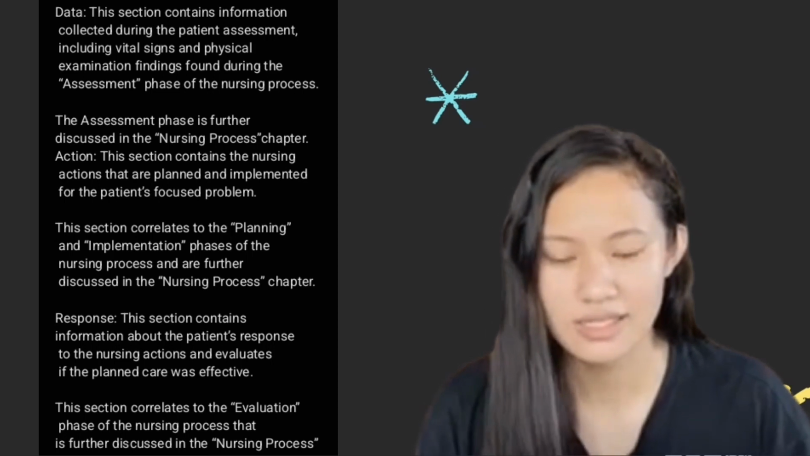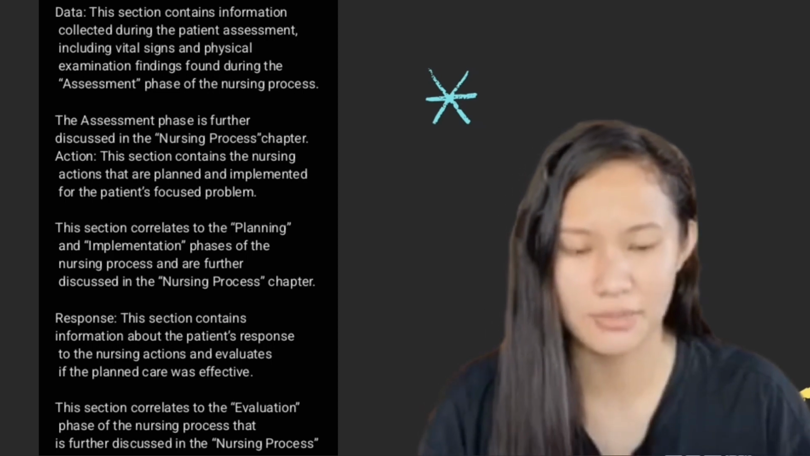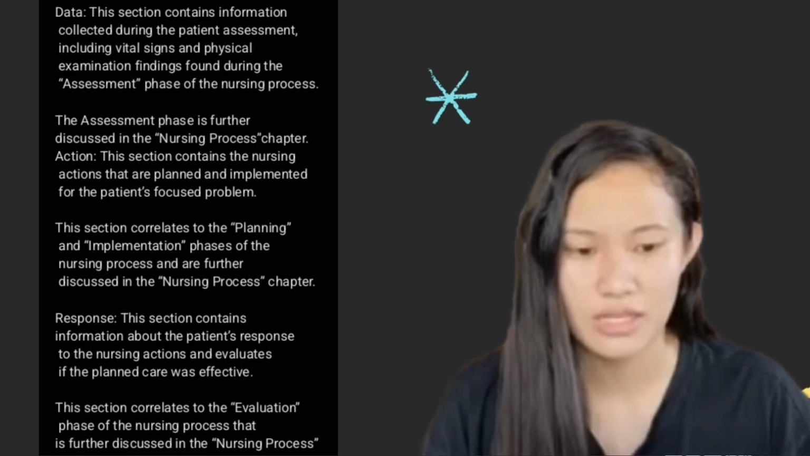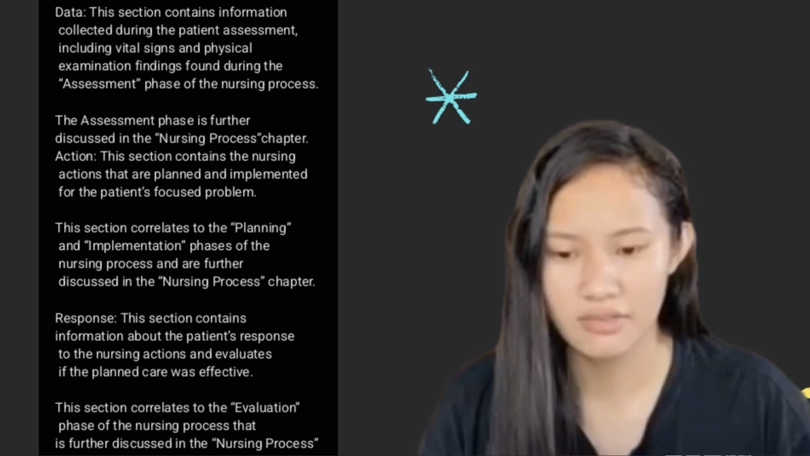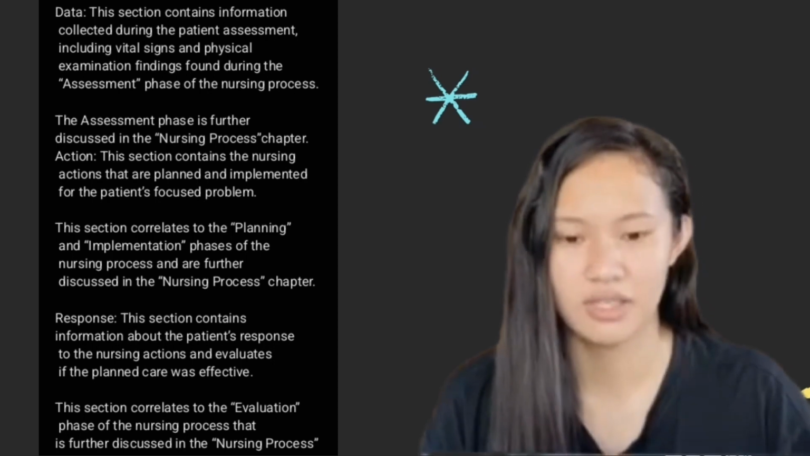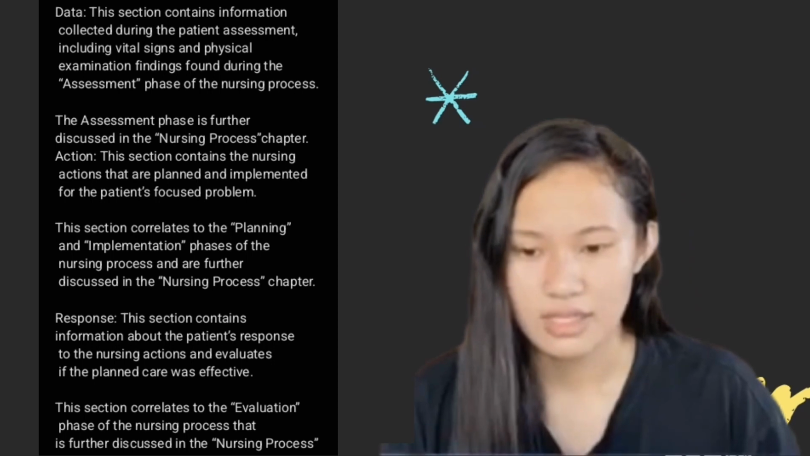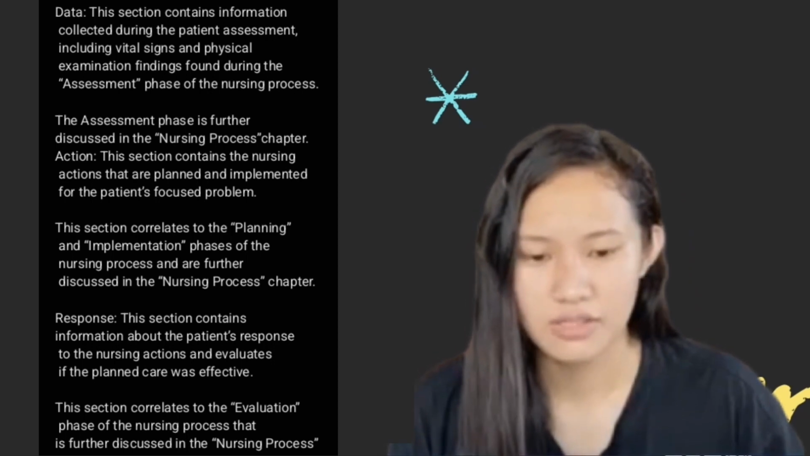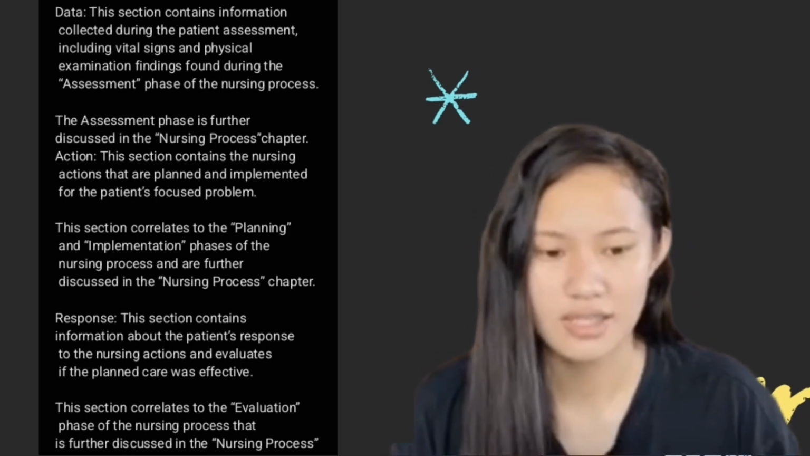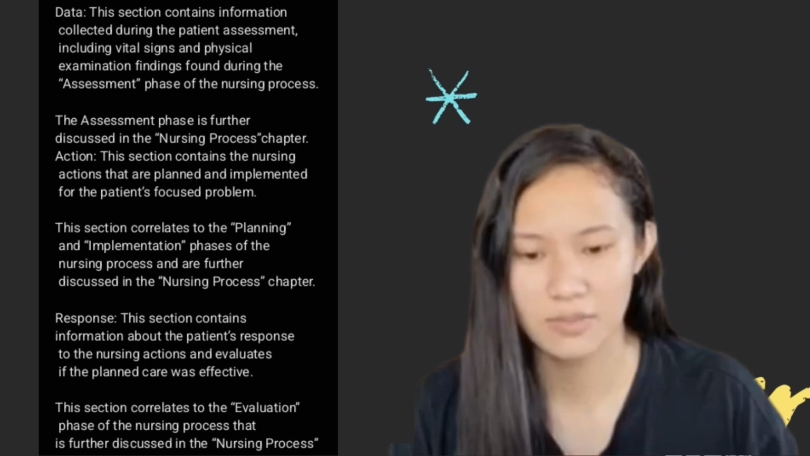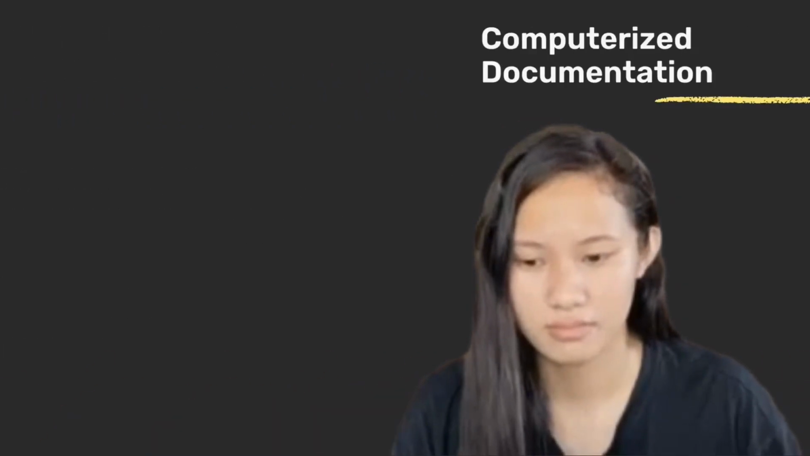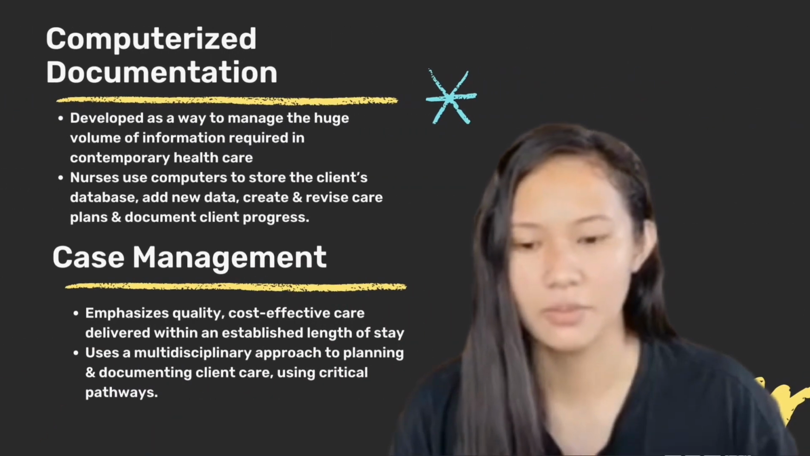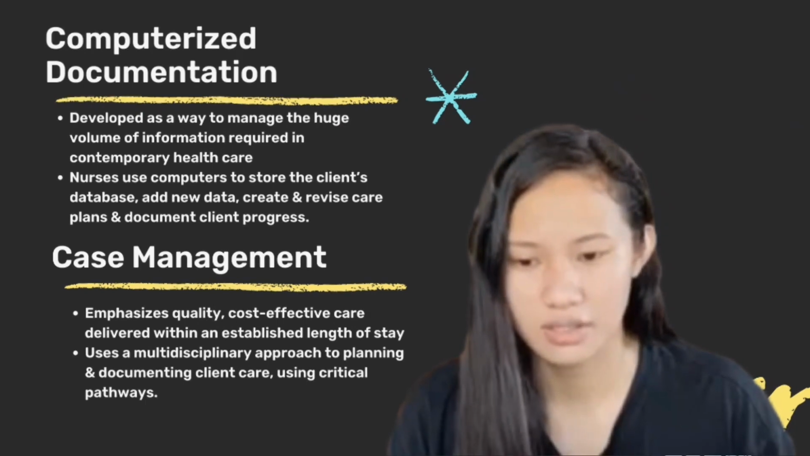Response. This section contains information about the patient's response to the nursing action and evaluates if the planned care was effective. This section correlates to the evaluation phase of the nursing process that is further discussed in the nursing process chapter. Number 7. Computerized documentation.